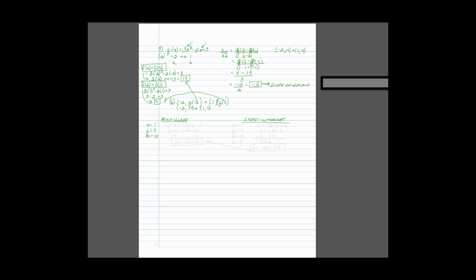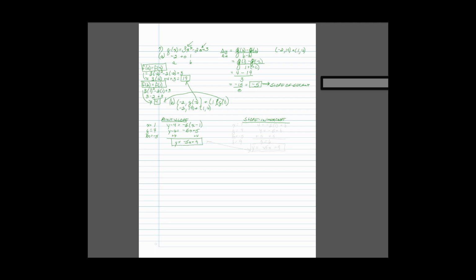So I would go for point slope: y minus y1 equals m times x minus x1. Now distribute. Y minus 4 equals negative 5x plus 5. We're going to solve that for y by adding a 4 to both sides, and I get y equals negative 5x plus 9. Okay, I have to admit, it was kind of easy that way.